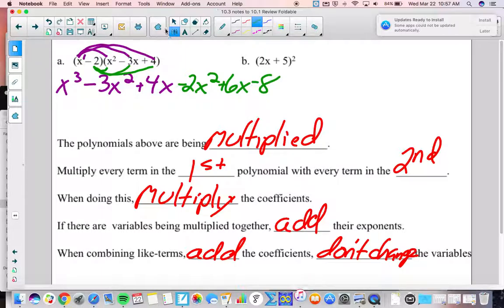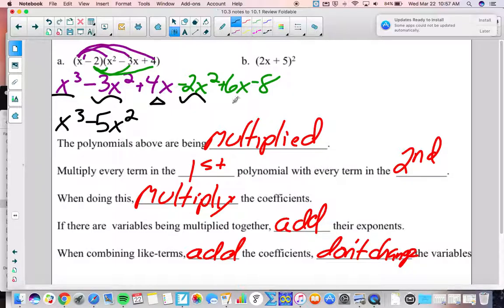And now we just combine like terms, just like what we were doing up above. There's an x to the 3rd. I don't see any others of those. There's a negative 3x squared and a negative 2x squared. We add the coefficients together and keep the endings the same. That's a negative 5x squared.